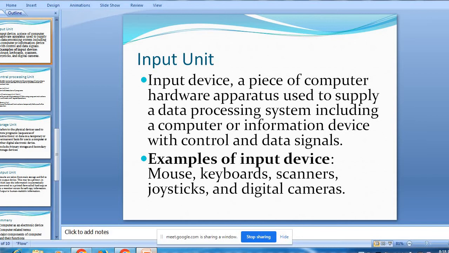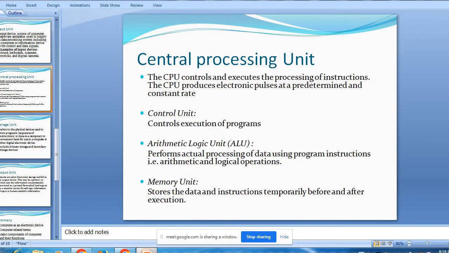Another unit of the computer is the central processing unit.